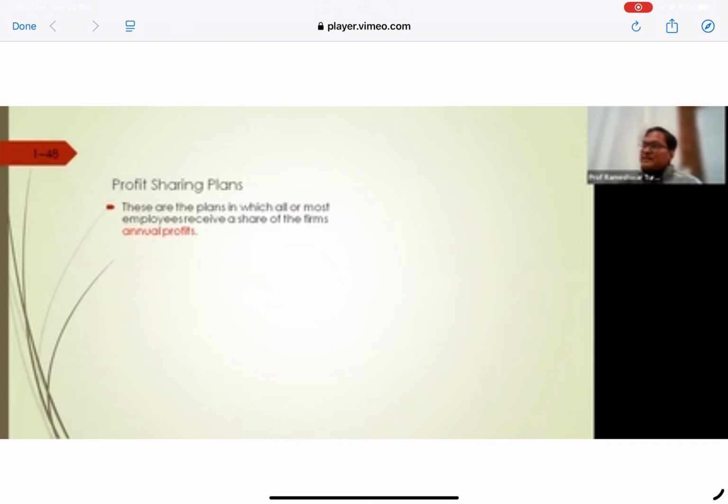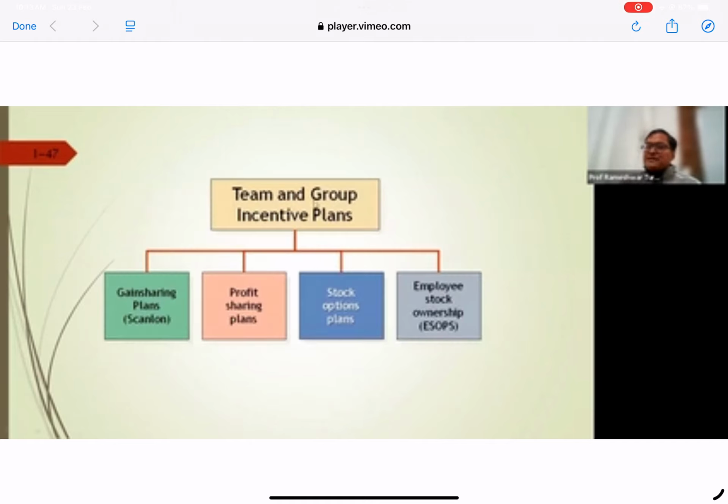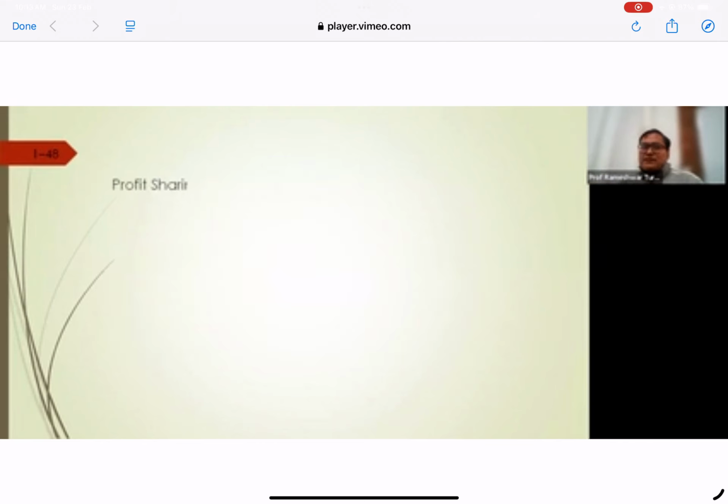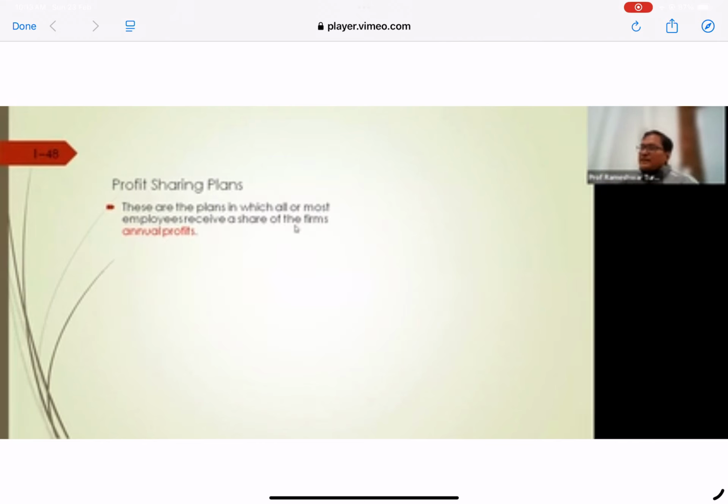If the company earns money, some percentage will be shared with the employees. This is not individual, these are not given for individual performance. These are group incentive plans or team incentive plans. When we as a company, we as a plant are doing well, then only your employees will get that. So in profit sharing plans, when the company does well, some percentage of annual profits will be shared. These profits will be shared either quarterly or annually.